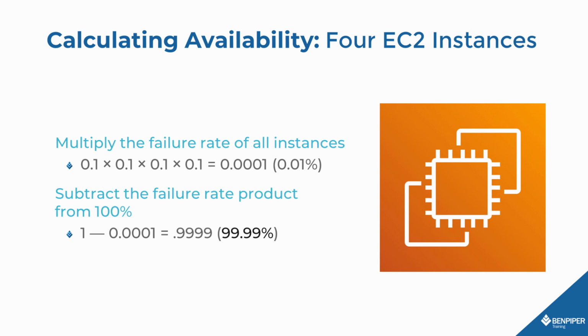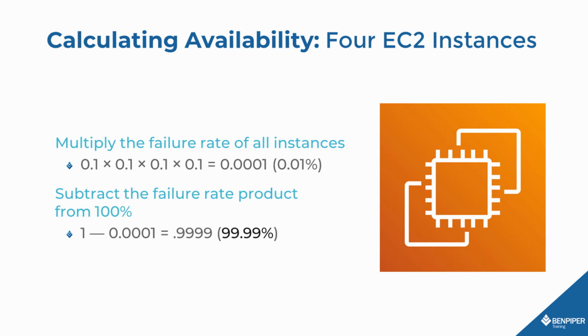So in this case, 10% times 10% times 10% times 10% is 0.01%. Now, 100% minus 0.01% is, yes, 99.99% availability, which again is just under 1 hour of downtime per year. So this is better than just 3 nines, right? But there's something else we need to consider.